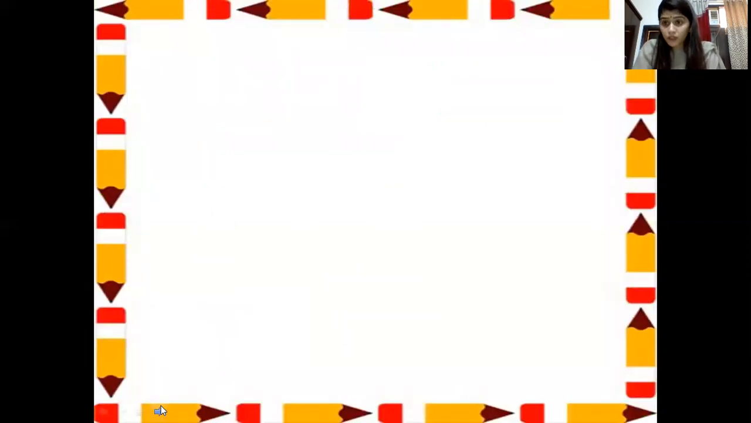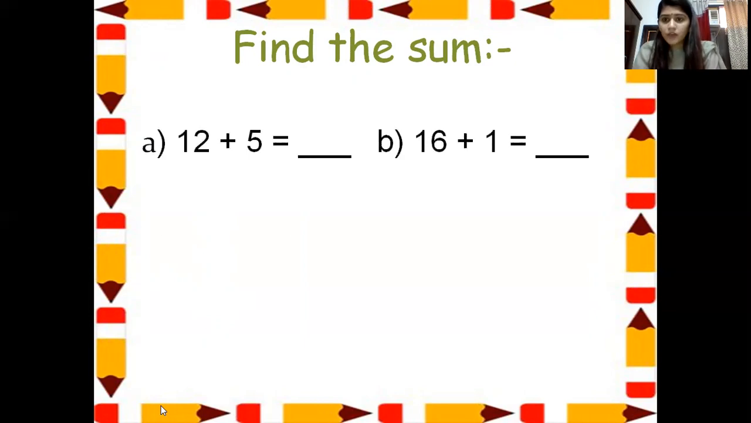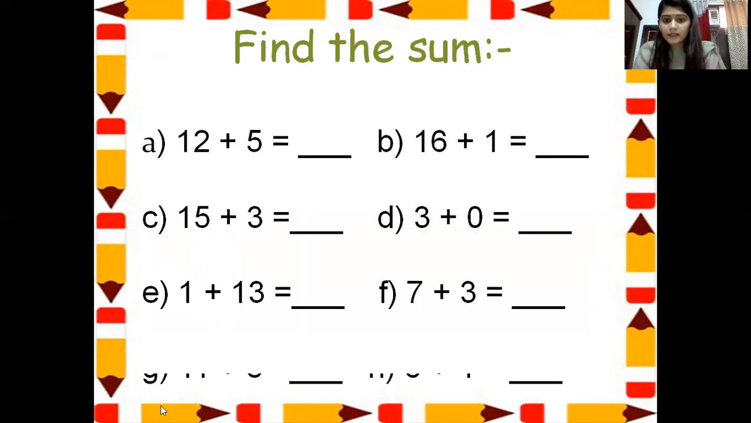Next, there is a small worksheet which I will share with you on Snap. We will do this worksheet today in this session. Question number 1 is find the sum. So there are some questions where you have to add these numbers. So A part is 12 plus 5. There are 2 numbers, 12 and 5. We have to add these 2 numbers.